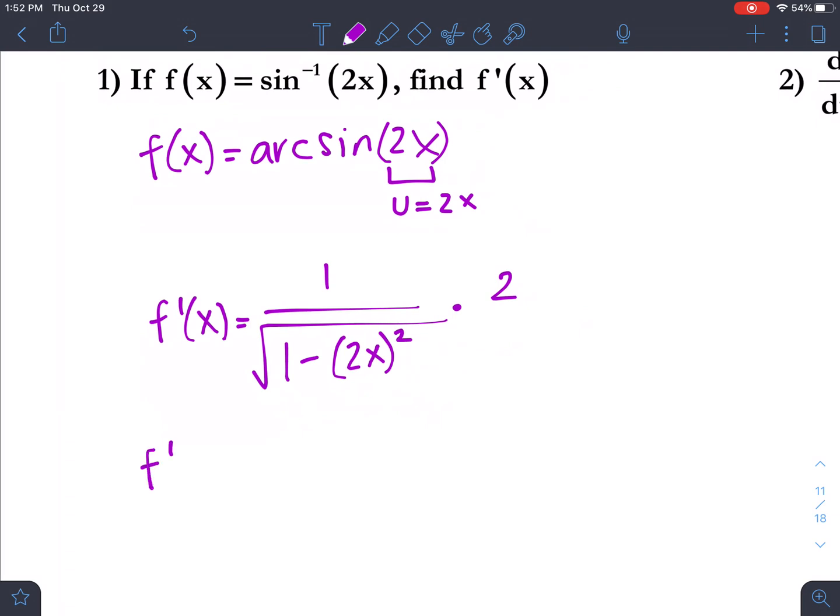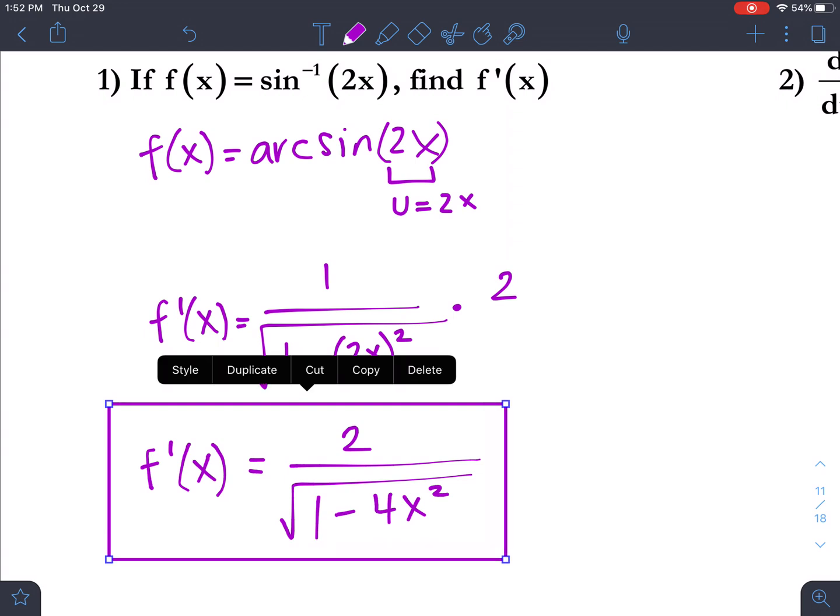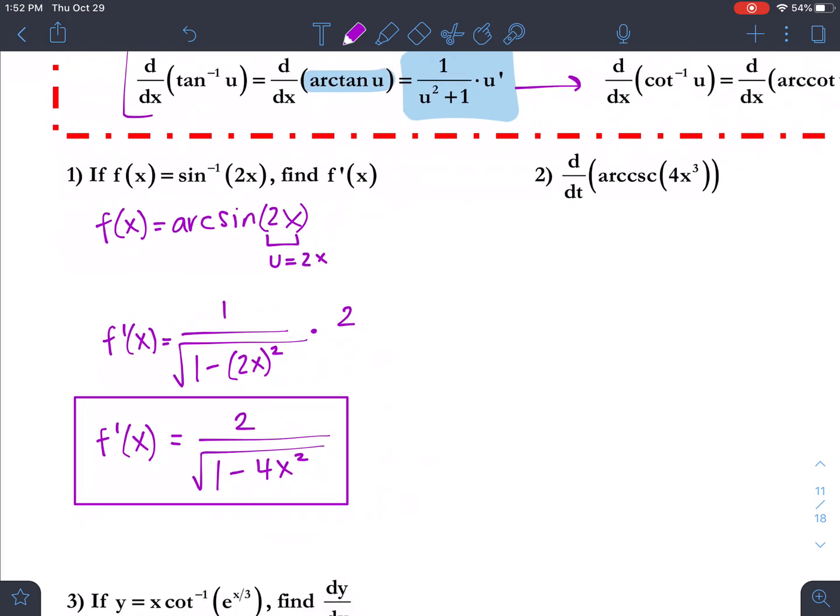All right, we simplify this a little bit. You don't have to, but typically you'll see it written this way: 2 over the square root of 1 minus 4x squared. And that is it. So again, it just takes some memorizing, not necessarily hard to do, but if you don't know the formula, obviously it's going to be a little tough.